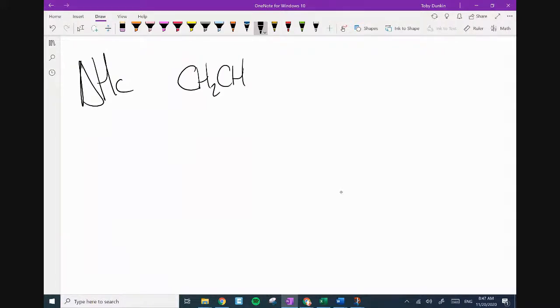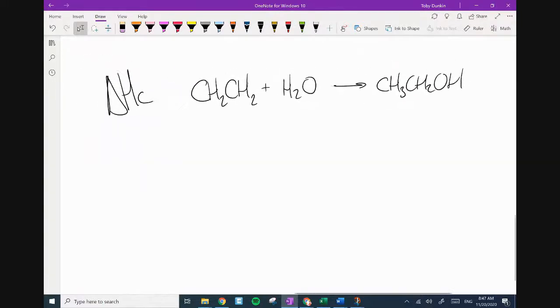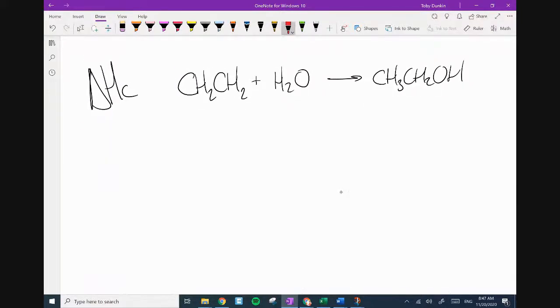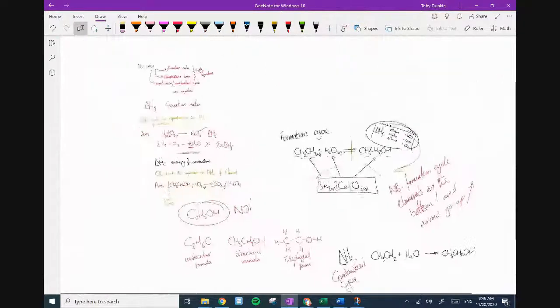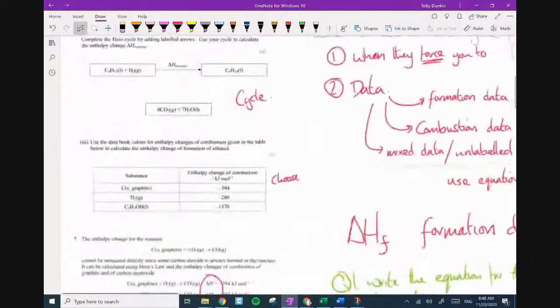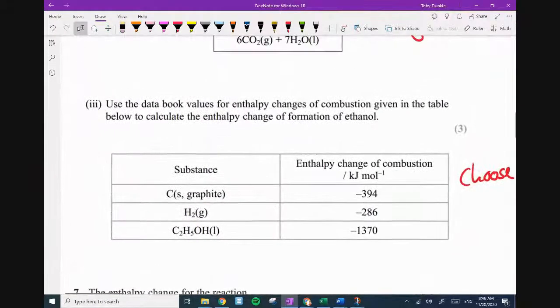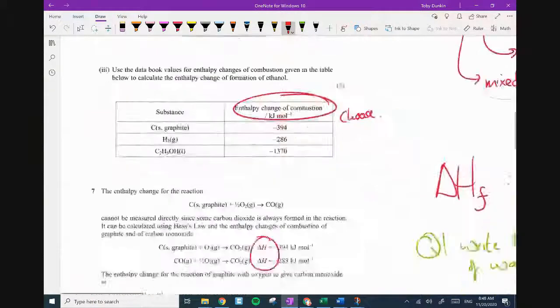Ethene plus water goes to ethanol. I know it's reversible. Ethanol, there we go. The equation's balanced, which is awesome. I'm now going to do a combustion cycle. So combustion cycles, again, if you've got the data. Just to show you a question, what I mean by combustion data and where it is. There, look at that, we've got combustion data. So I can build a combustion cycle using that.